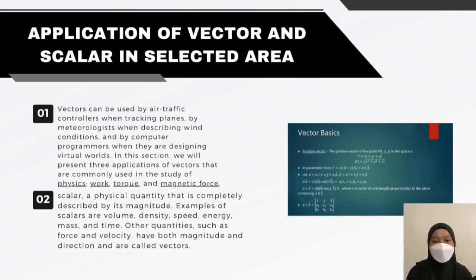Second point, scalar: a physical quantity that is completely described by its magnitude. Examples of scalars are volume, density, speed, energy, mass, and time. Other quantities such as force and velocity have both magnitude and direction and are called vectors.